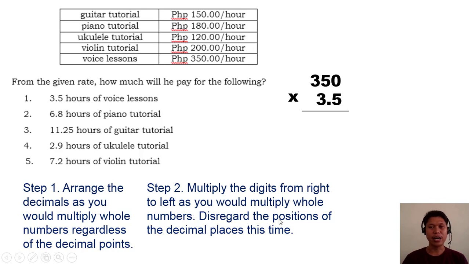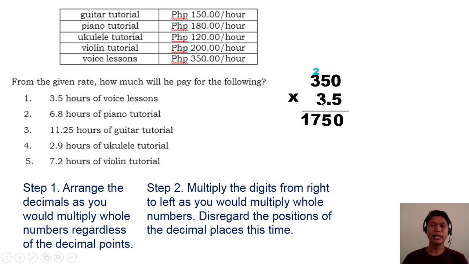Step number 2 is multiply the digits from right to left as you would multiply whole numbers. Disregard the positions of the decimal places this time. So from right to left. So galing dito, papunta dito. So parang whole numbers lang talaga. Multiplication of whole numbers. Like for example, 5 times 0 is 0. 5 times 5 is 25. Right? 5 and we regroup these two groups of 10. We have 5 times 3 is 15. And then we are going to add these 2. So 15 plus 2 is 17. Ayan.